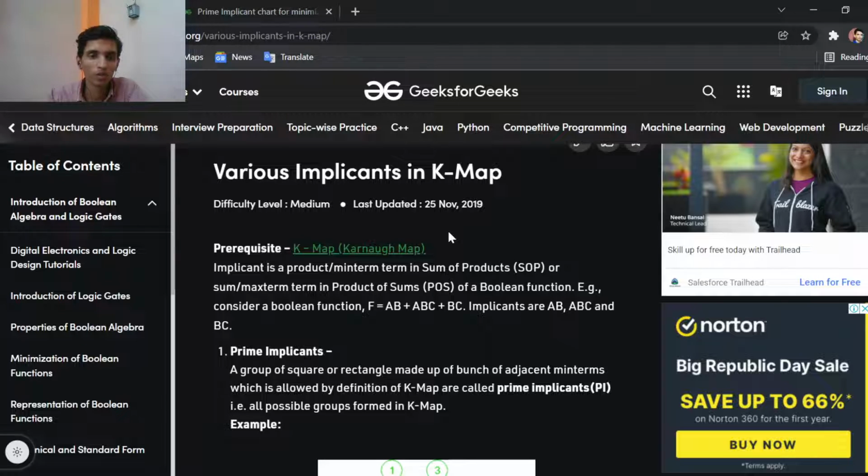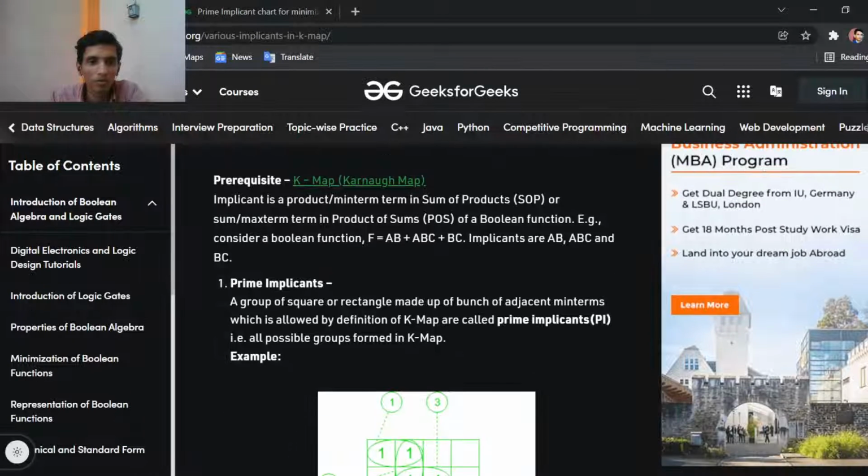Today I am going to present on the topic called determination of minimum expression using essential prime implicants. First we would like to read about the basics, that is various prime implicants in K-map.